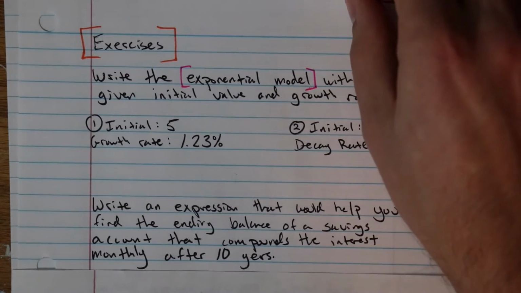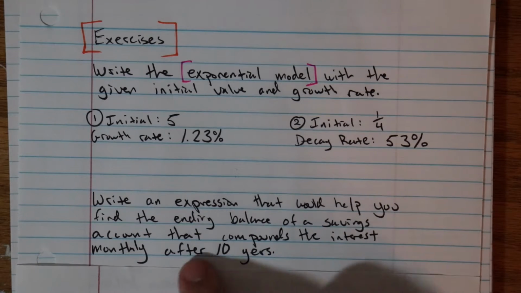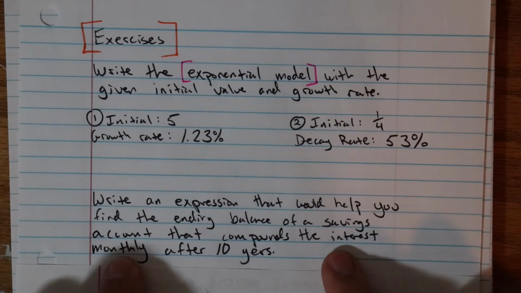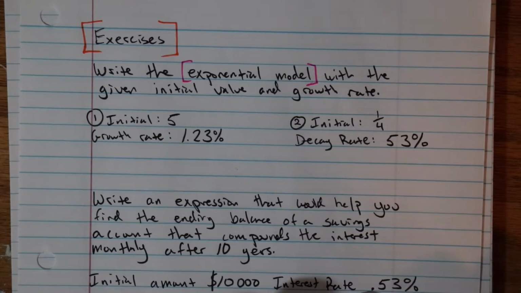This next one, I'd like you to write an expression that would help you find the ending balance of a savings account that compounds the interest monthly after 10 years. The initial amount in this case is $10,000 and the interest rate is 0.53%. So for those of you looking to reassess or some practice problems, these are some good ones to consider.